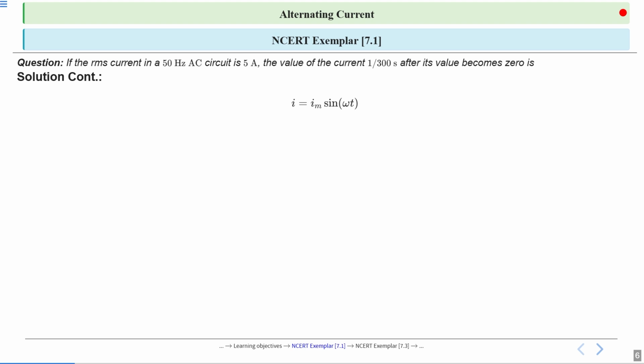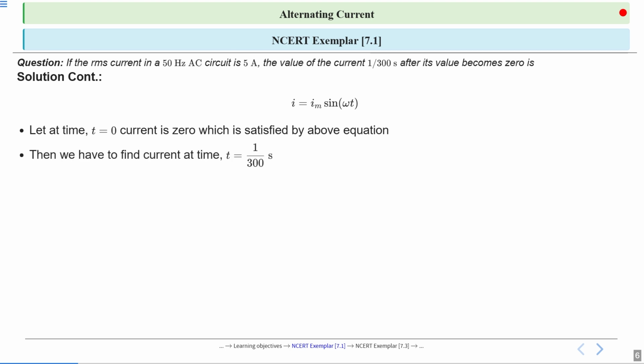So I equal to Im sin omega t. So let time t equal to 0, current is 0. Okay, so the sine graph starts from 0. So at time equal to 0, put t equal to 0 in this equation. So sine of omega into 0, sine 0 is equal to 0. So at time equal to 0, current is 0, which is satisfied by the equation. Okay, then we have to find the current at time 1 by 300.